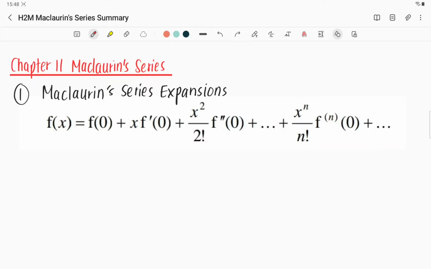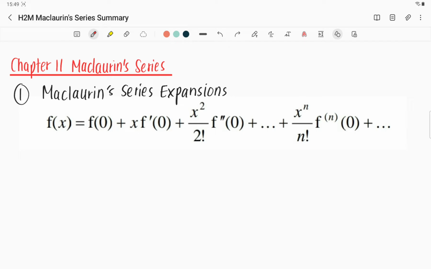Hi guys, so today I'll be running through with you a summary on Maclaurin series. The first thing that you have to take note of is of course the Maclaurin series expansions. The formula given below can actually be found in your MF26, so you can just directly copy from your MF26 booklet in the exam. So before we actually start to understand this formula, we have to understand the notations within it.